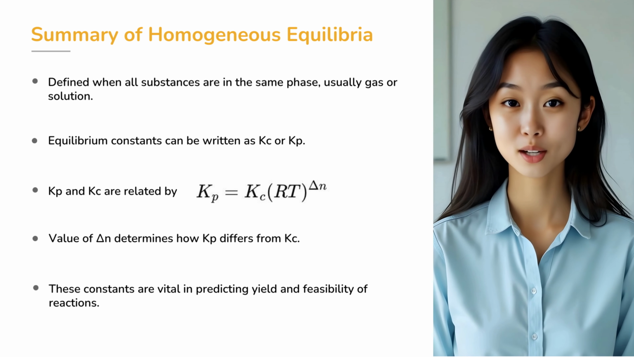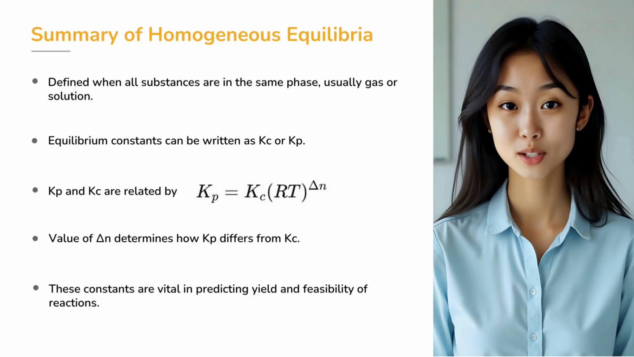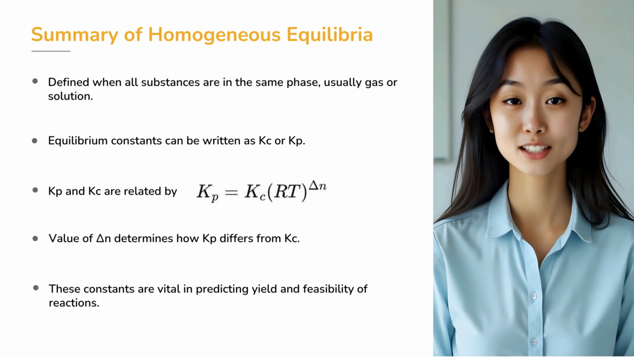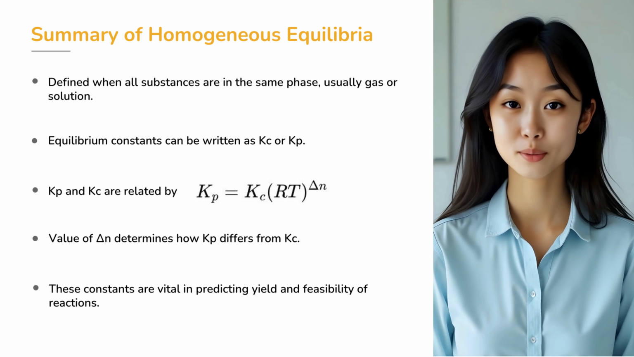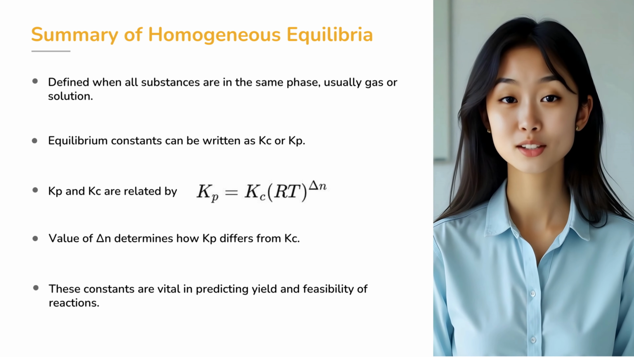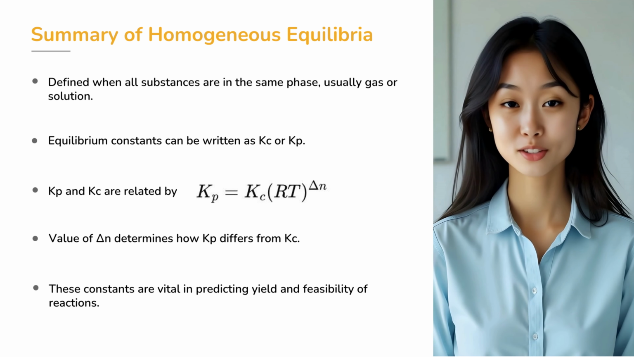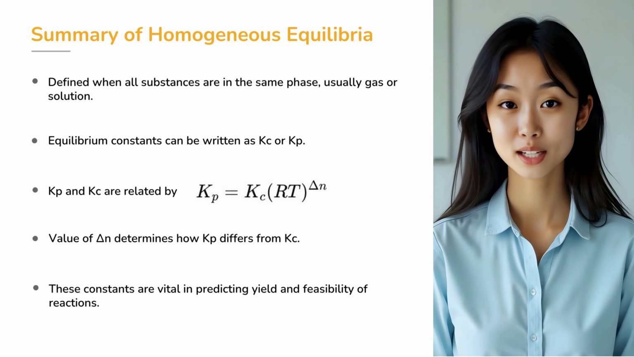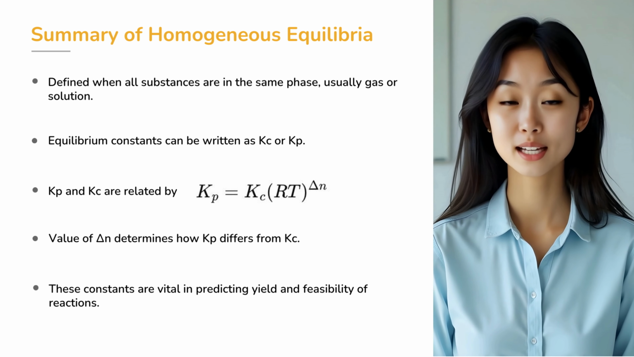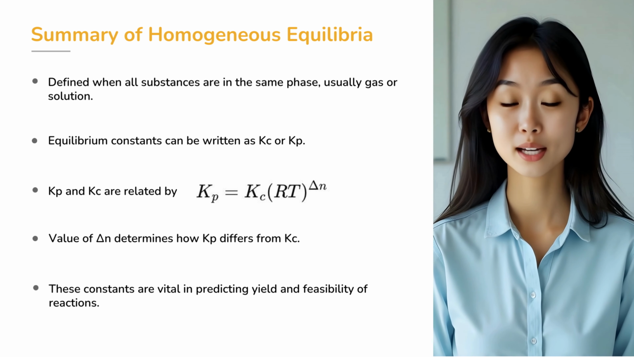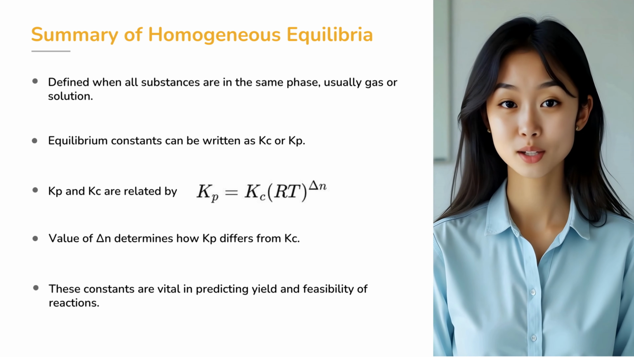Let's summarize what we learned. Homogeneous equilibria occur when all reactants and products are in the same phase, like gases or aqueous solutions. The equilibrium constant can be expressed as Kc in terms of concentrations or Kp in terms of partial pressures. The two are related by the formula Kp equals Kc times RT raised to the power delta N. If delta N equals 0, Kp and Kc are the same. A positive delta N makes Kp larger, while a negative delta N makes Kp smaller.